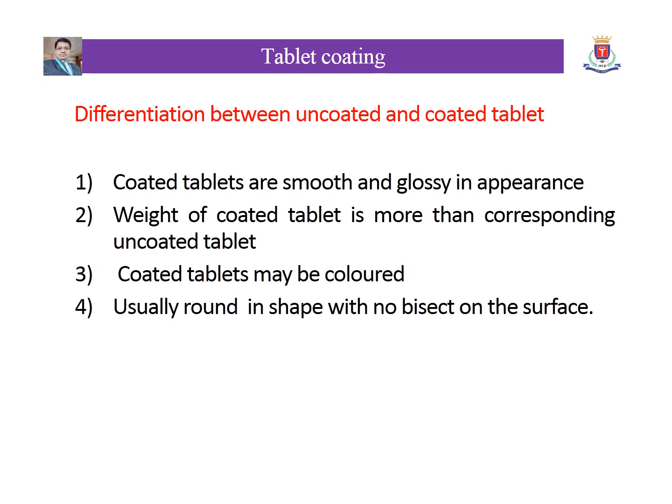Differentiation between uncoated and coated tablet. On the basis of the following points, learner can differentiate between uncoated and coated tablet. Number 1. Coated tablets are smooth and glossy in appearance. Number 2. Weight of coated tablet is more than corresponding uncoated tablet. Number 3. Coated tablets may be colored. Number 4. Usually round in shape with no bisect on the surface.